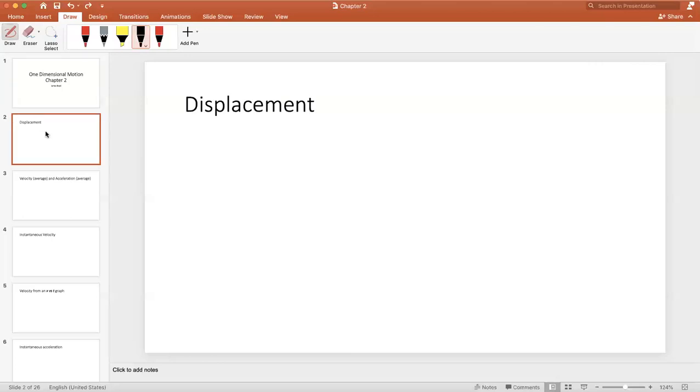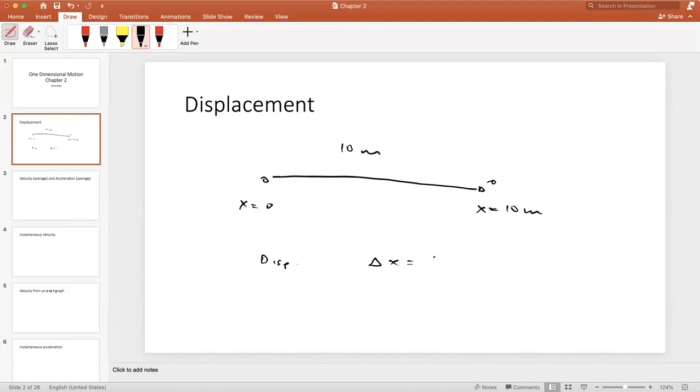So the first thing you need to understand is, let's say you have a particle that starts at x equal to 0 and travels to x equal to 10 meters. So it goes this whole distance. We call that the displacement of a particle. Displacement is the change of x, or x final minus x initial. And here, what we get is 10 minus 0, and you can put meters in there if you want.